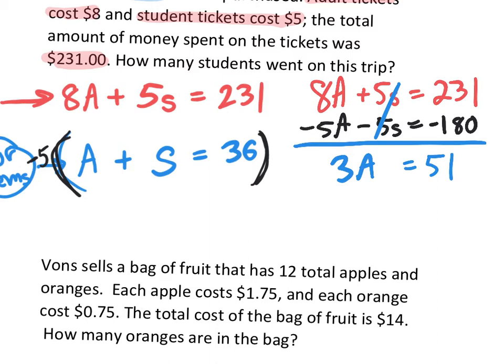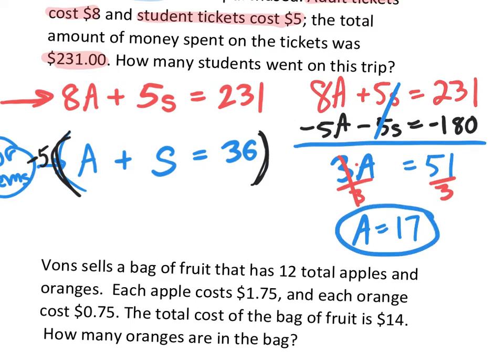So we have a simple one-step equation here that we're going to divide by 3, divide by 3. That cancels out. A equals 17, I believe. Yeah, use a calculator to double check that. But we now know that the number of adult tickets was 17. There were 17 adults that went on this field trip, okay? Now, maybe the question is asking how many adults went on this trip. And if that were the question, then you would be done.